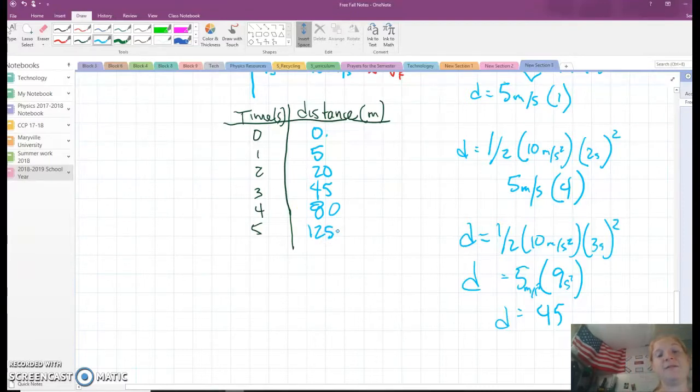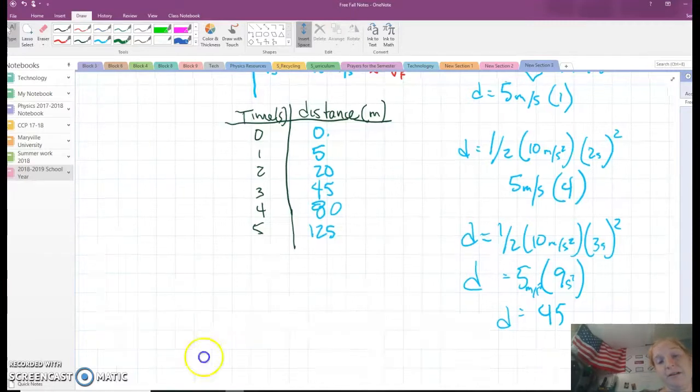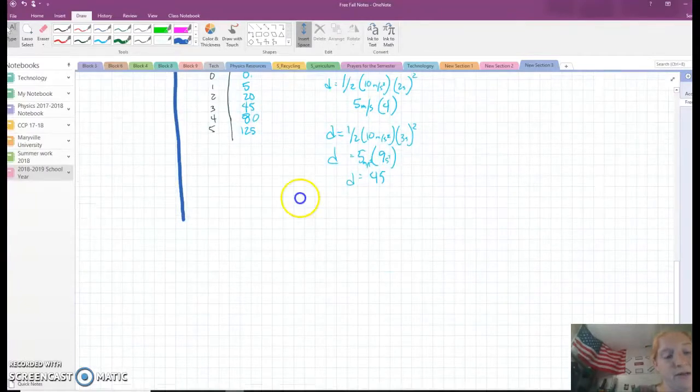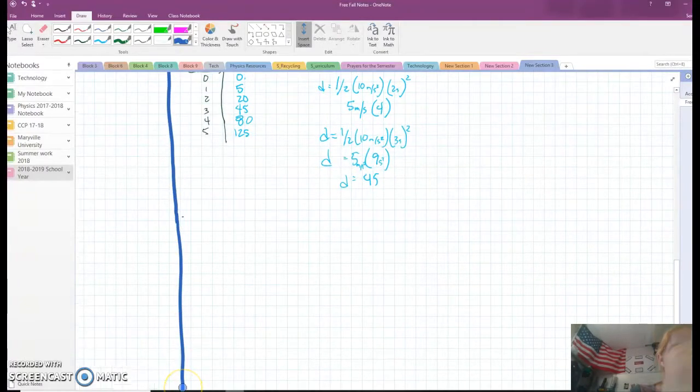Okay, this is how you figure out your total distance. So if they fell for 3 seconds, the falling distance was 45 meters, right? Okay, the last thing to talk about is we talked about falling off the Grand Canyon. In class, we Googled time.